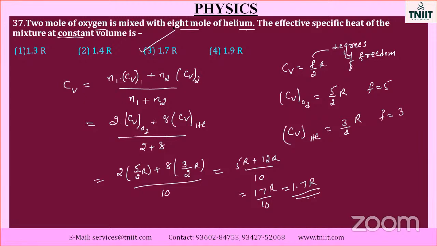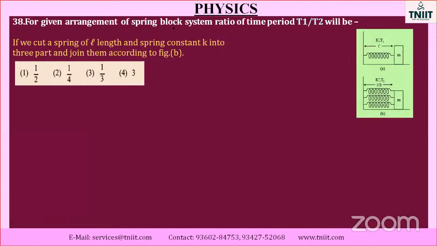Look at the next problem. They have given the arrangement of springs for the block system. What is the ratio of the time periods, that is T1 by T2? Now, for the spring, please remember the time period is given by the formula 2 pi into root of m divided by k.